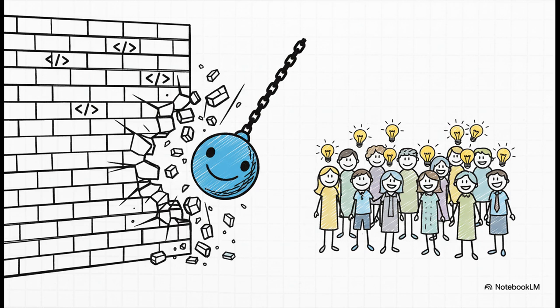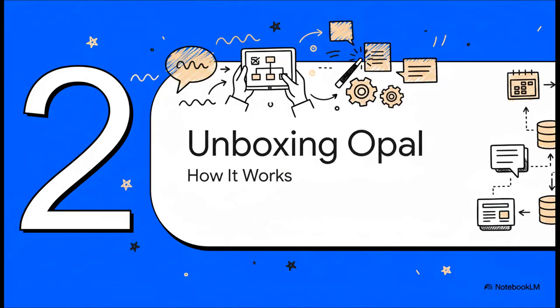And the mission behind this is, well, it's huge. They call it democratizing app creation. It's all about tearing down that massive wall of code that stands between a brilliant idea and the actual finished product. The goal is simple, but it's powerful. If you can think it, you should be able to build it. Okay, so that's the big idea. But how does it actually work? Let's get into the mechanics and unbox this thing.